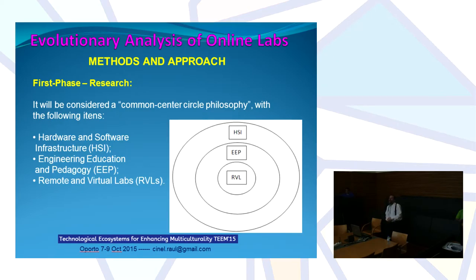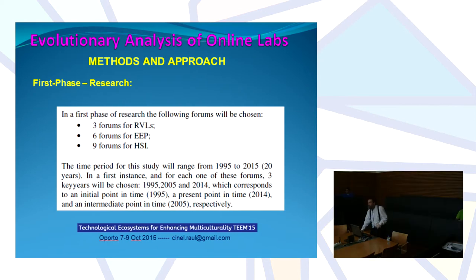After, we are going to consider 3 main items. Remote and virtual labs, the core in the center; the engineering, education, and pedagogy, because it's necessary that the students have a good pedagogical environment around what they are studying; and finally, the hardware and software infrastructure that supports all the environment. So we are going to choose 3 forums for remote and virtual labs, 6 forums for engineering and pedagogy, and 9 forums for hardware systems interface and software interface.